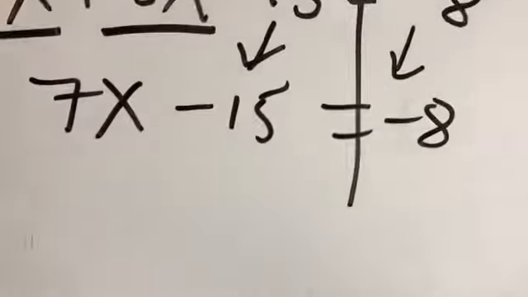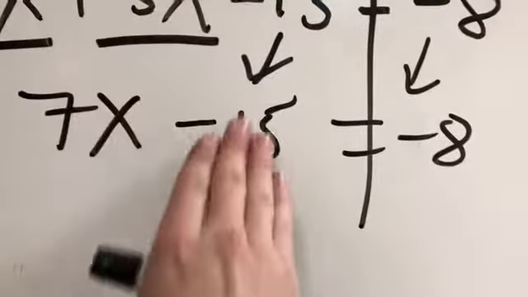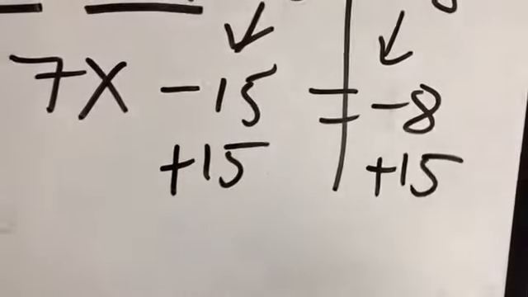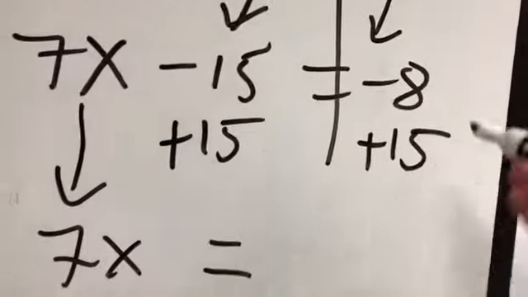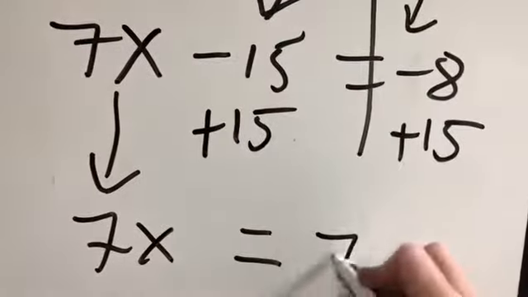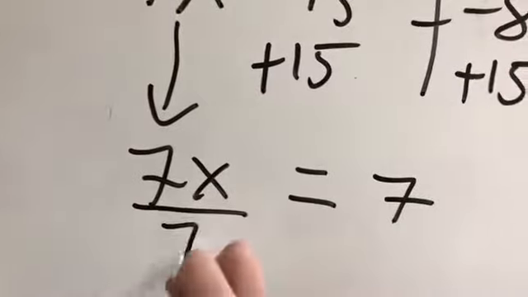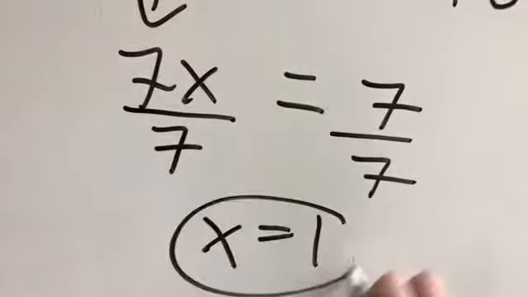Now this looks like a part 1 equation. I'm going to save the closer number till the end, so I'll do my inverse operation here. I'll add the 15 to both sides. Haven't touched the 7x yet. -8 plus 15 is 7. 7x is multiplication, so the inverse operation is division. And x is equal to +1.